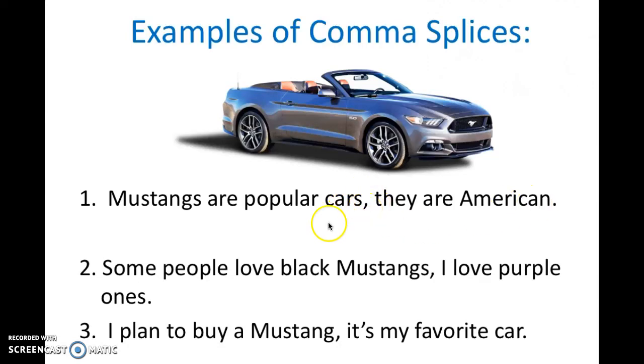Let's look at the next one. Some people love black Mustangs, I love purple ones.